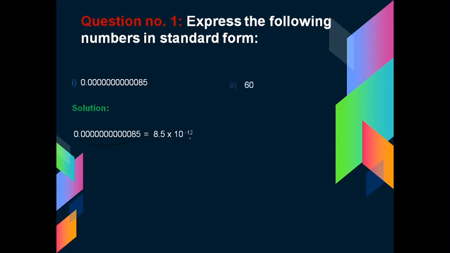Then the next question, second, 602000000000000. So this is the given number which we have to write in an exponential form. Okay, so here the decimal is not given, so by placing the decimal after first digit we will write this number in an exponential form. So we will write it as 6.02 into 10 raised to the power 15.